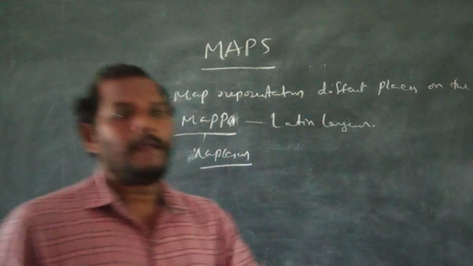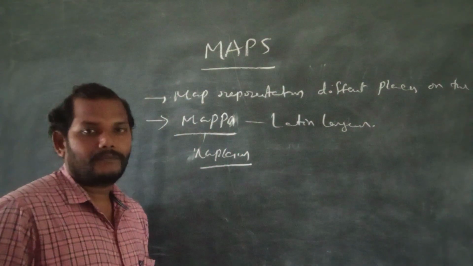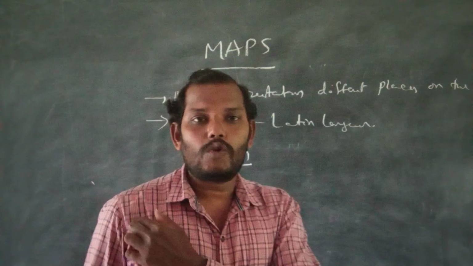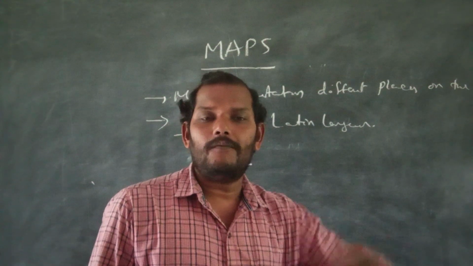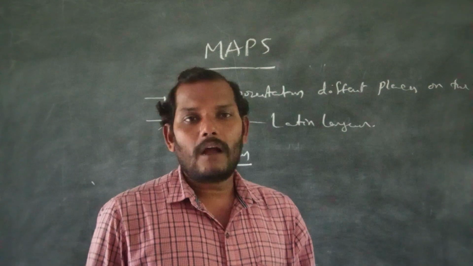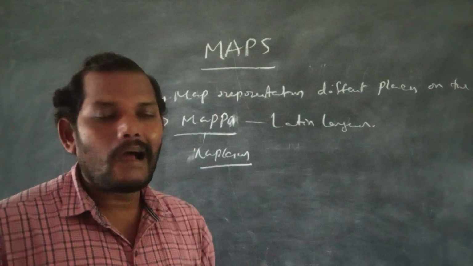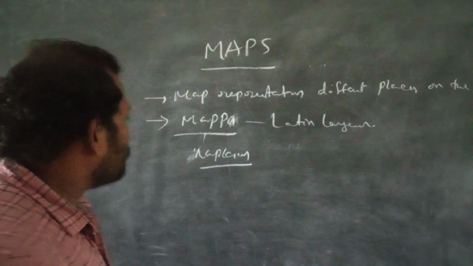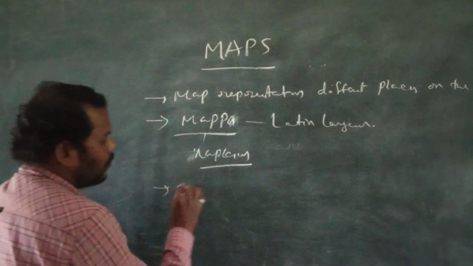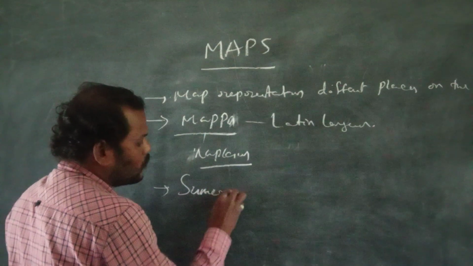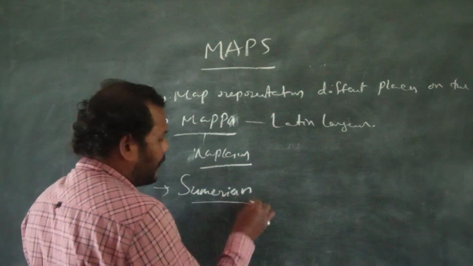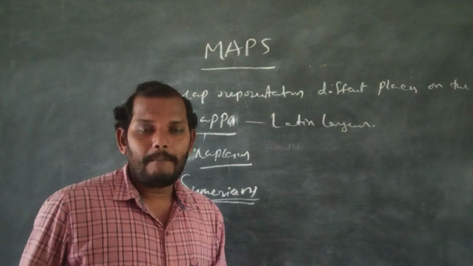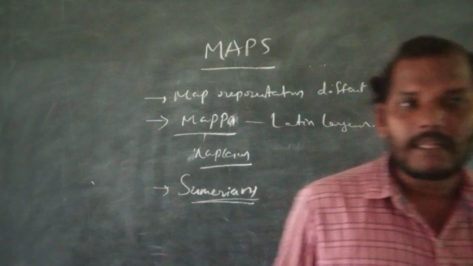But who first prepared the map in the world? Sumerians. Presently it is not in the world. Sumeria is now called Iraq. These Sumerian people first prepared the maps. Sumerians prepared the maps first in the world.